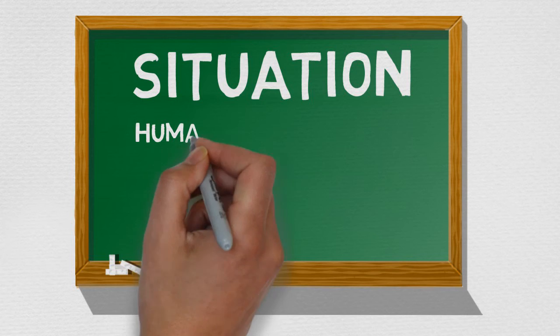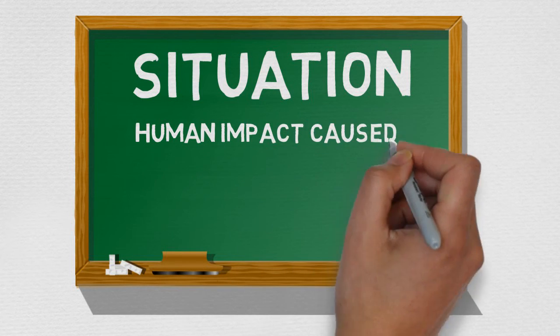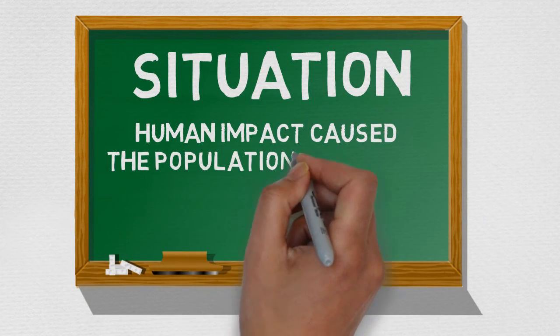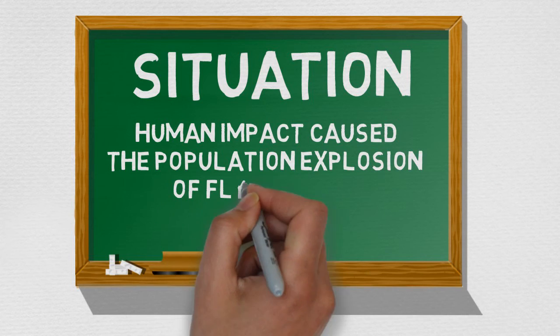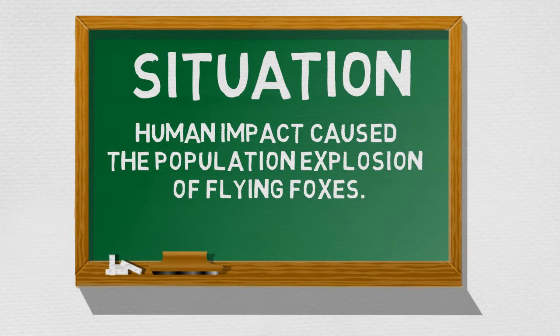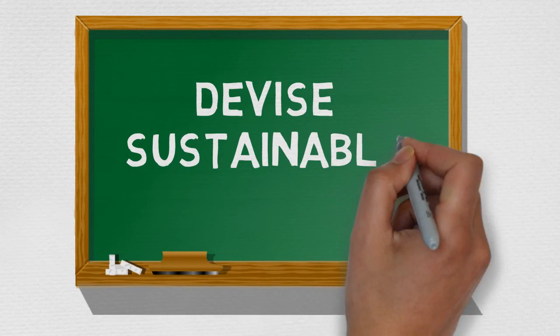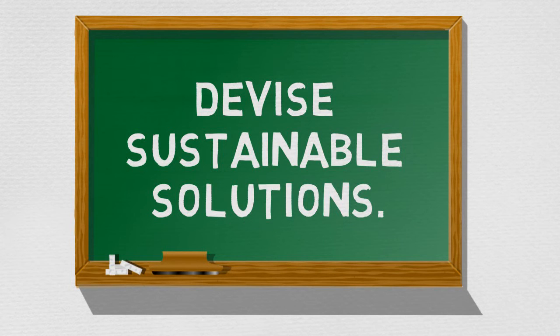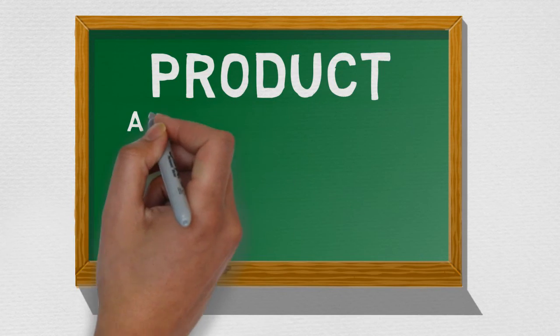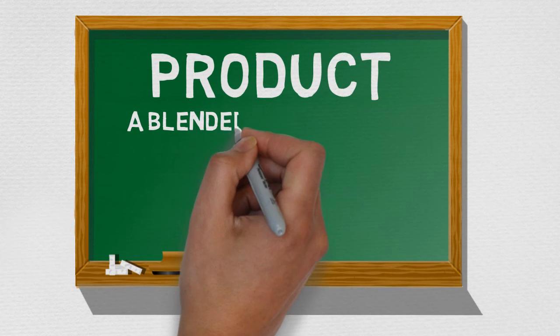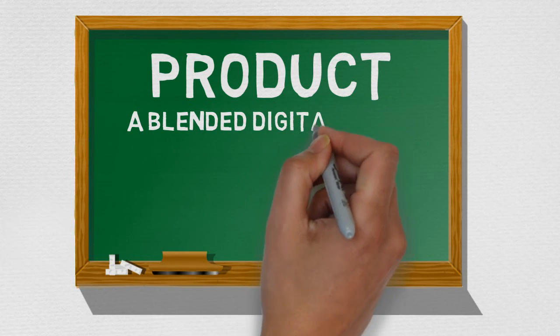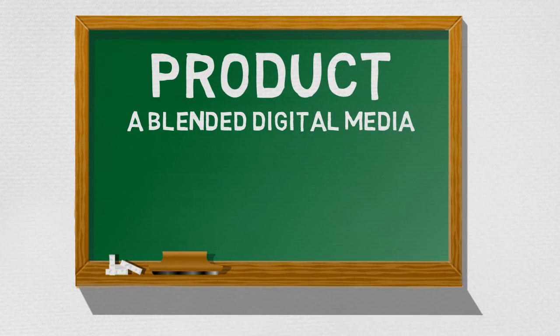The situation. Human impact is exemplified by the recent explosion of flying foxes in our area. Students will use this as a starting point to further explore how people's actions impact the environment and to devise sustainable solutions. The next heading of this is product. Now students in small groups will create a blended digital media to explain the current flying fox problem and offer multiple perspectives of how to rectify it.